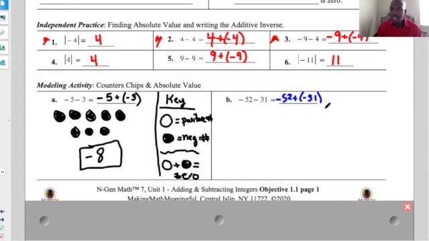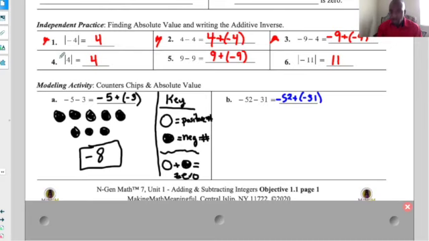-52 plus -31. Okay? So now with this situation, these numbers are really big. Can you make -52 chips and -31 chips? Sure. But I want to show you the absolute value method to be able to do this. So once again, on your independent practice worksheet that you're going to do in a little bit, the left side, you're going to do it as we just did on letter A. And the right side, you're going to do it kind of like I'm doing B.